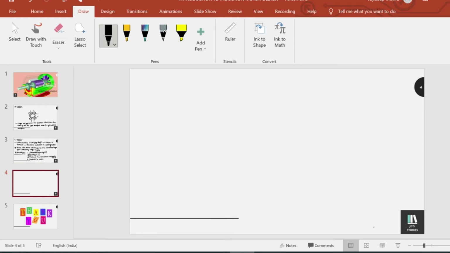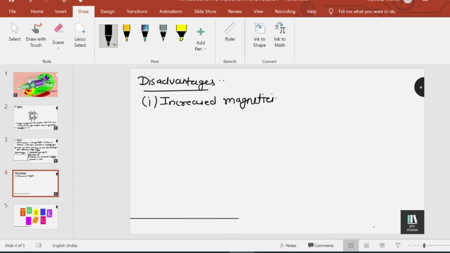So what are the disadvantages? There is an increase in magnetizing current. First one is increased magnetizing current, and second one is reduced power factor.